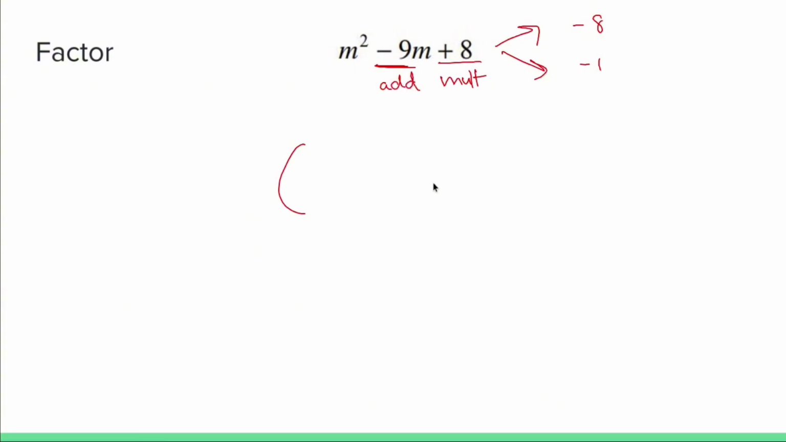So once you figure that out, factoring looks like this. You get two parentheses. You put an m there, you put an m there. One's negative 8. The other one's negative 1. Now, if you were to write this out as m minus 1, m minus 8, great. But either way is fine, and these are the numbers that you have to use.